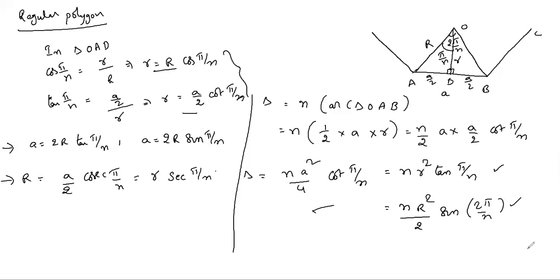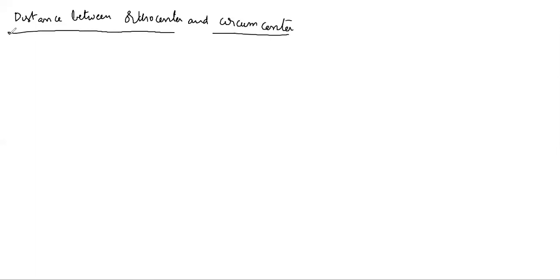Next, the distance between orthocenter and circumcenter. So to find the distance between orthocenter and circumcenter, consider triangle ABC.